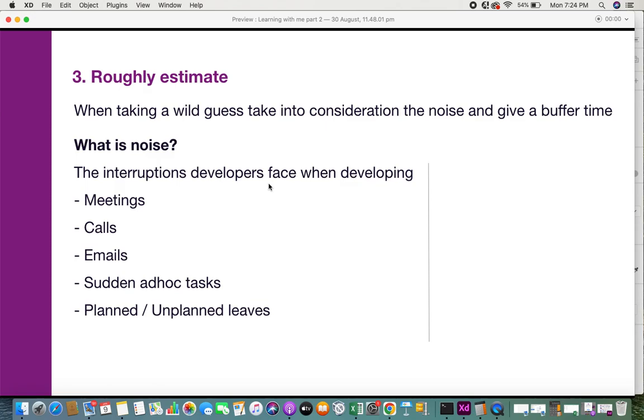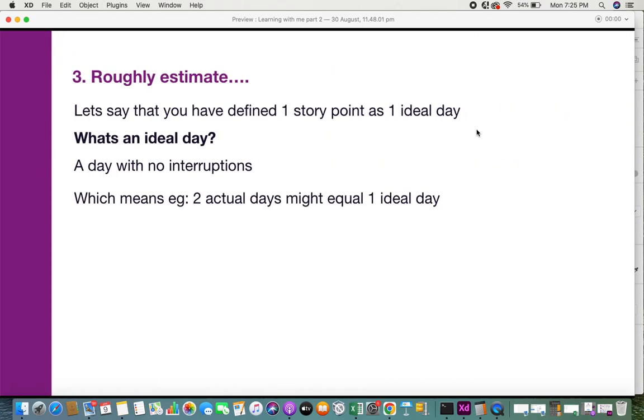When you do this rough estimation, keep in mind that when taking a wild guess, you should take into consideration the noise and a buffer time. You might ask me, what is this noise? It's nothing but the interruptions developers face when developing. What can these interruptions be? They can be meetings, calls, emails, sudden ad hoc tasks coming in, planned and unplanned leaves, outages, and so on. All this leads to noise, and these interrupt developers in sitting down and actually starting the development. Keeping this in mind, now let's say that you have defined one story point as one ideal day.